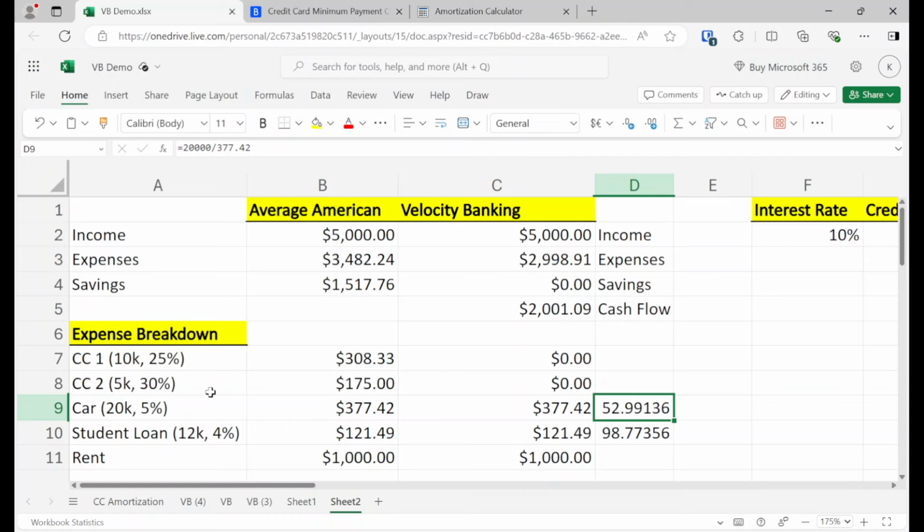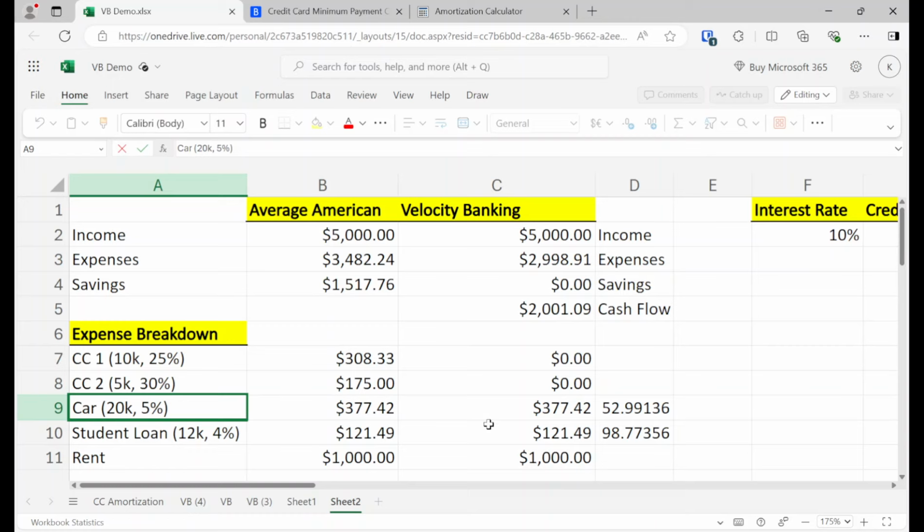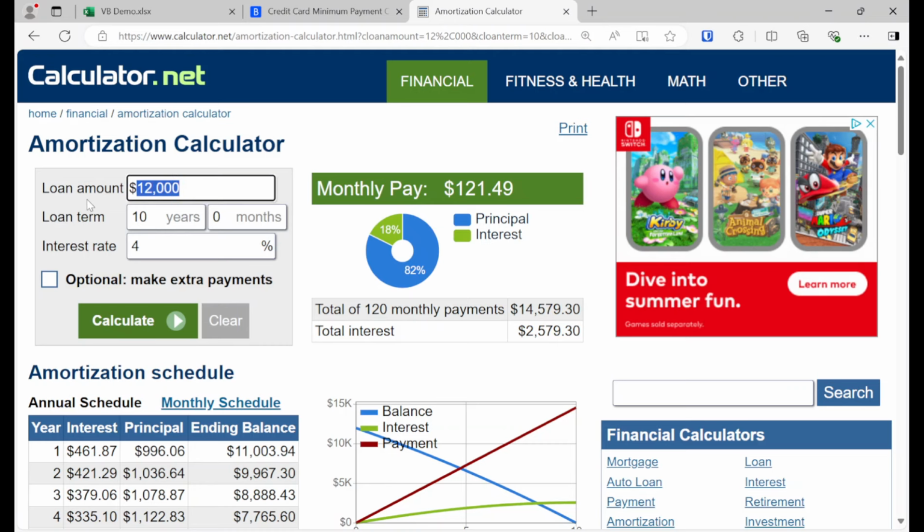That's all it is, just about making the spreadsheet. But one of the things we have to consider when we're dealing with the next debt is figuring out what the current balance is. And I like to use the amortization calculator to figure that out. 20,000 for 5 years at 5%.